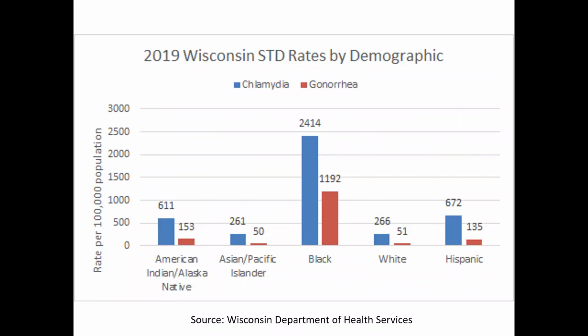And these STDs do not affect everyone equally. We know our Black community, as well as our Native and Hispanic populations, are especially affected by increasing rates of chlamydia and gonorrhea. These are rates per 100,000 population based on self-identified racial data. So, how can we, as clinicians and laboratorians, work together to counter these high rates, both of disparities and also of these continuing up-climbing numbers of STDs in the state?